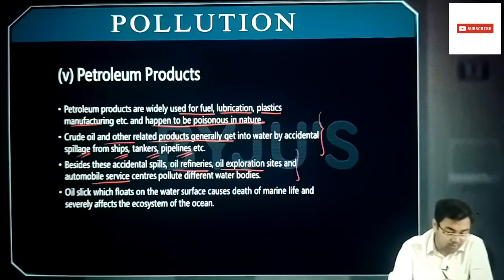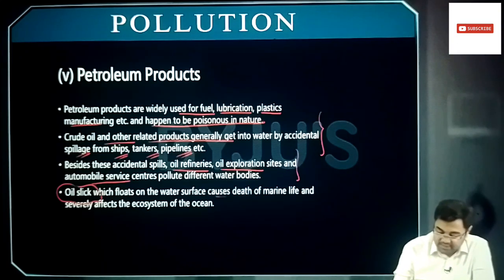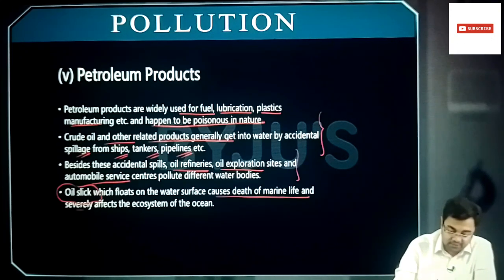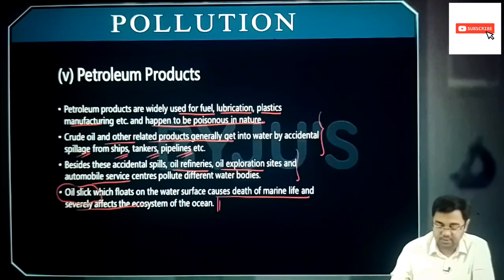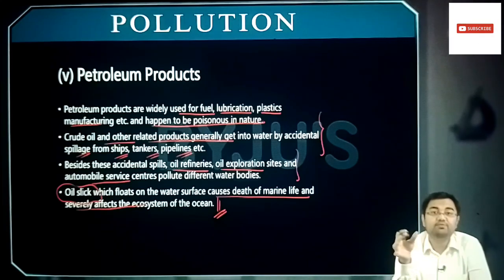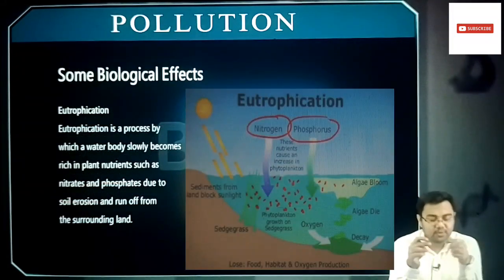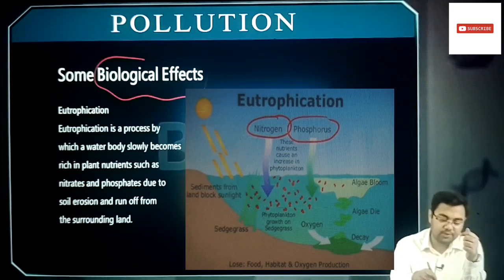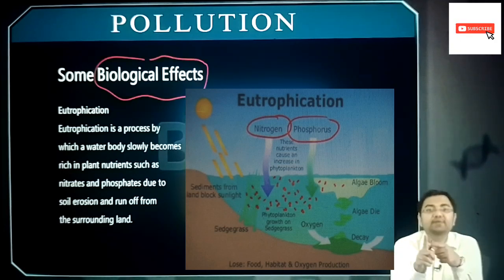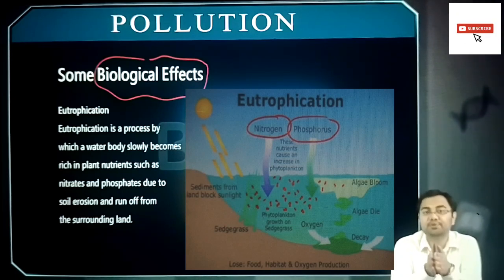Then also we can talk about oil slick, which floats on the water surface, causes deaths of marine life, and severely affects the ecosystem of the ocean. So this is the kind of pollution that happens from the petroleum products. Now let us discuss some of the biological effects of pollution that we see, and here we'll discuss three important terms which are very important from your prelims point of view.